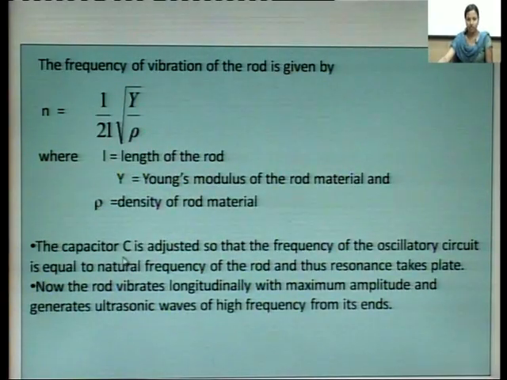The capacitor C is adjusted so that the frequency of the oscillator circuit is equal to the natural frequency of the rod, thus resonance takes place. Now the rod starts vibrating along the longitudinal direction with maximum amplitude and it generates ultrasonic waves of high frequency from its ends.